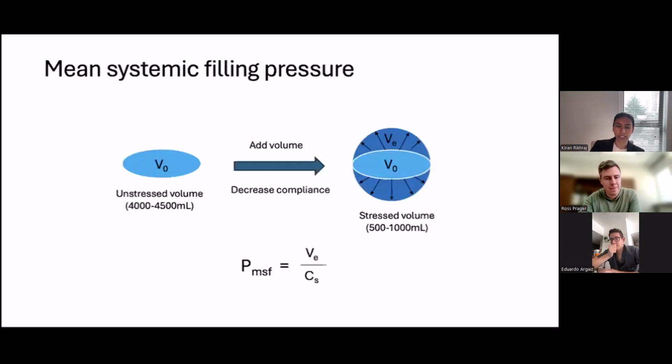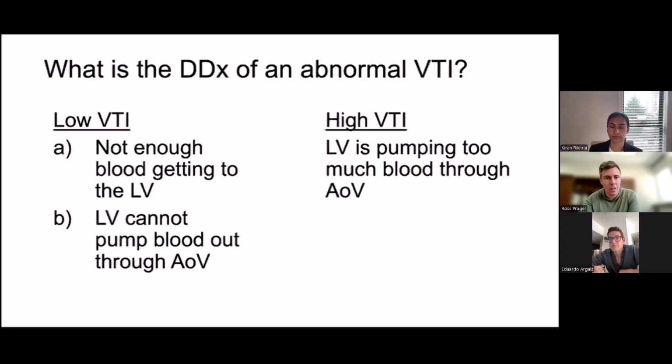Yeah, I totally agree. And I'm curious, how do you then break down your approach to a low VTI? Do you have an algorithm in your mind on how you break that down? I use the traditional groups of shock, combining the rest of the echo. So I don't necessarily use this physiologic one, although it totally makes sense.